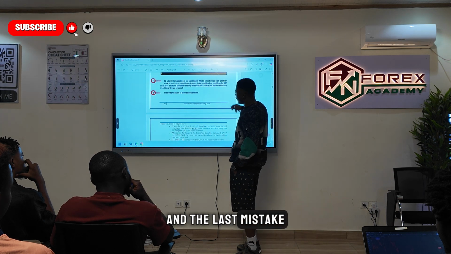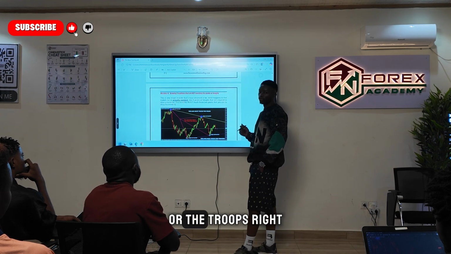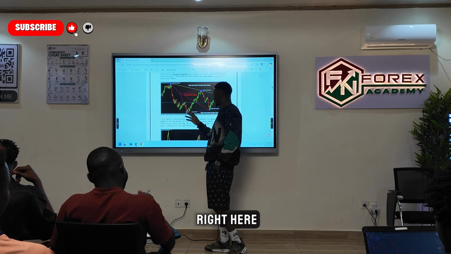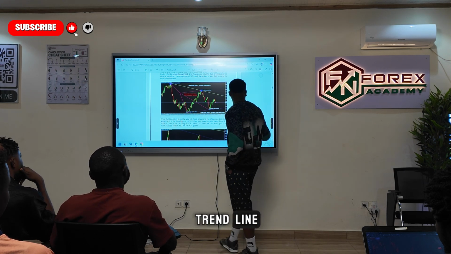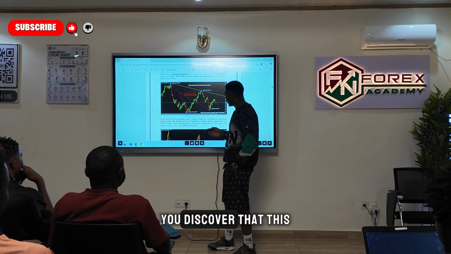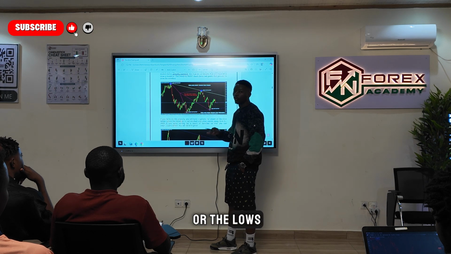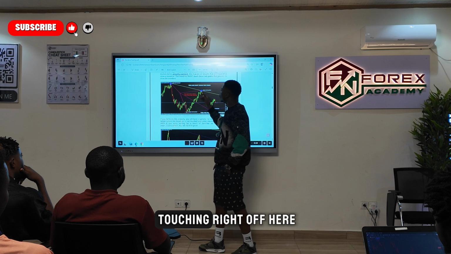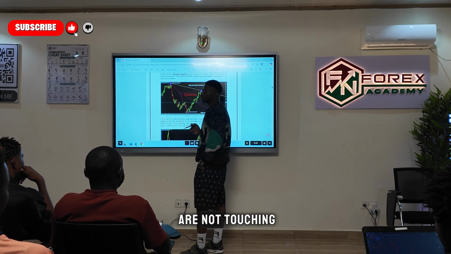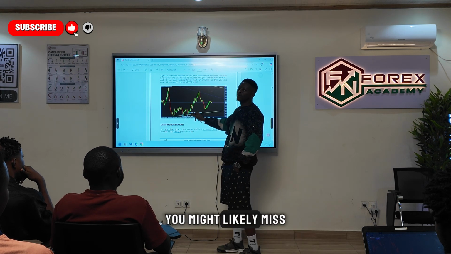And the last mistake: joining trend lines that are not touching the peaks or the troughs, right? Joining trend lines that are not touching the peaks or the troughs. You see that right here. If you draw a trend line from here to here, you discover that this trend line, right, is not touching the troughs, or the lows are not touching. Right up here, these are our peaks, but the trend lines are not touching. Now this is what is going to happen to you when your trend lines don't touch. You might likely miss an entry.